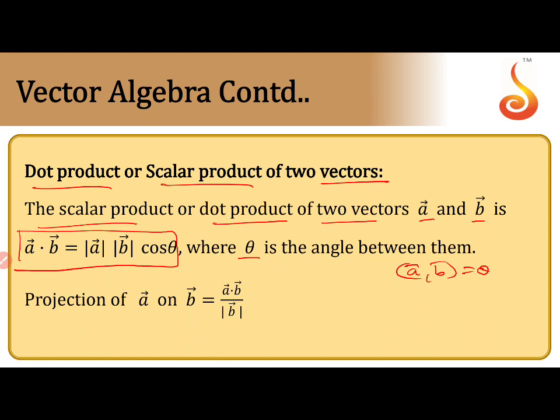Next, the projection of a vector on another vector is A dot B by modulus B bar. How the projection comes: there is a vector A bar, there is a vector B bar. Projection of A bar on B bar is nothing but A dot B by modulus B bar only. This is a formula. And what is dot product? A dot B is modulus A modulus B cos theta, where theta is the angle between the two vectors.